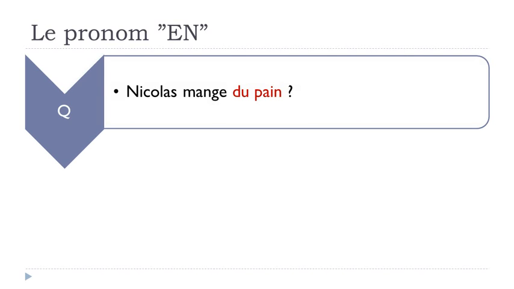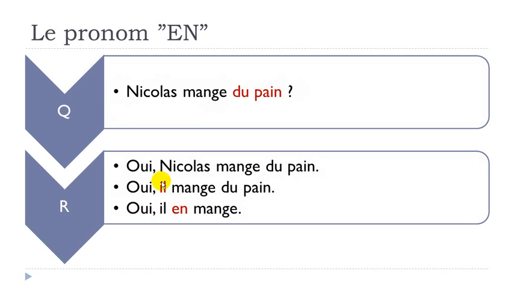So if you have a question like Nicolas mange du pain, so of course, the first possibility that you could have would be to answer oui, Nicolas mange du pain. So manger is to eat, du pain, some bread. Okay, in that case, that's really the partitive form. So you don't want to specify the quantity, but it's some. Okay, so of course, the first option that you would have would be to answer like that. Oui, Nicolas mange du pain. So you repeat everything.